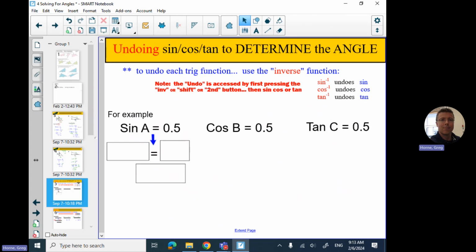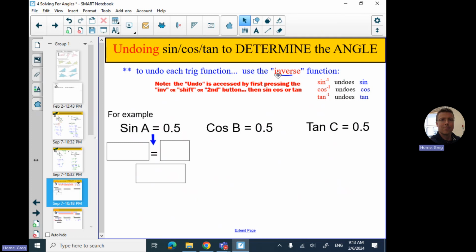So what we're going to need to do is get rid of the sine. We're going to undo that sine process, that button on the calculator that gives you the ratio of those sides. And to undo it, it's called the inverse function. So the sine inverse looks like sine -1. It undoes sine, cos inverse undoes cos, and tan inverse undoes tan.